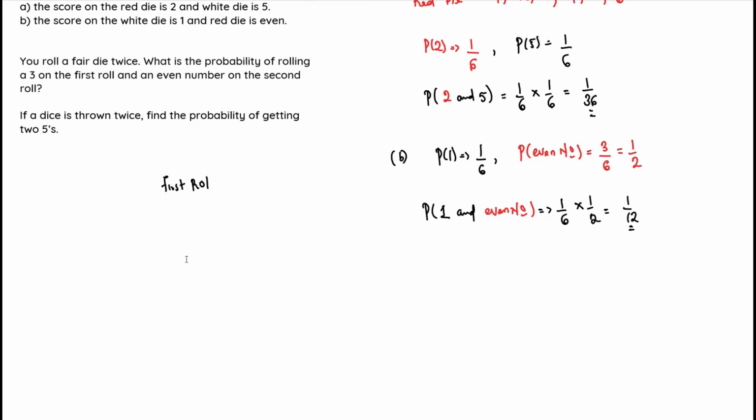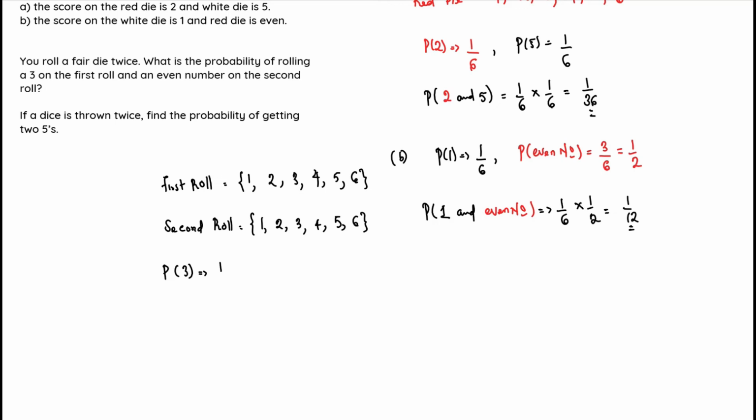On the first roll, the sample space of the experiment is still the same. We have 1, 2, 3, 4, 5, and 6. And on the second roll, the outcomes still remain the same. We have 1, 2, 3, 4, 5, and 6. The question says, what is the probability of rolling a 3 on the first roll? The probability of getting a 3 is equal to the number of 3s we have in the experiment divided by the total number of the sample space, and that's equal to 1 divided by 6.